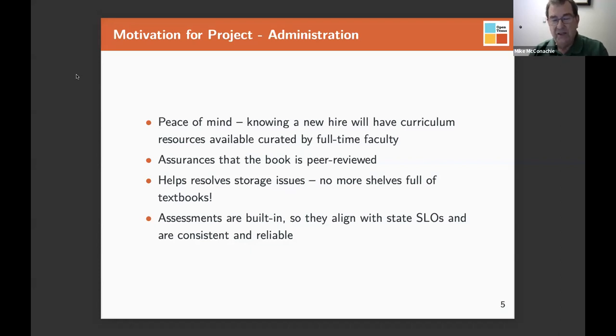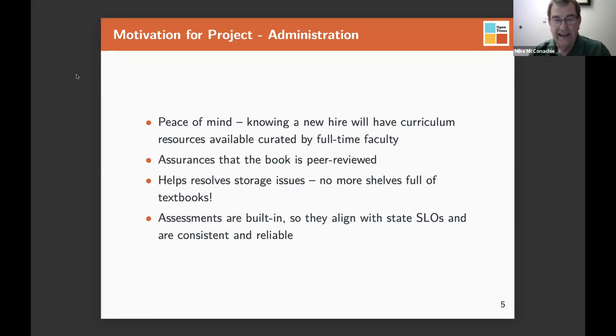The book we're using is the OpenStax American Government book, which we know is peer reviewed. That's an important thing, because there's a lot of unevenness out there in the OER world. It resolves the storage issue real easy. It's easy to keep a drawer of jump drives or send a zip file. And the other thing is, our colleague who's not with us today, Patrick LaRue, has written the assessments so they align with our state SLOs.